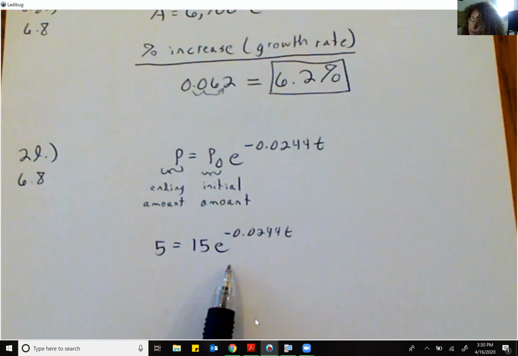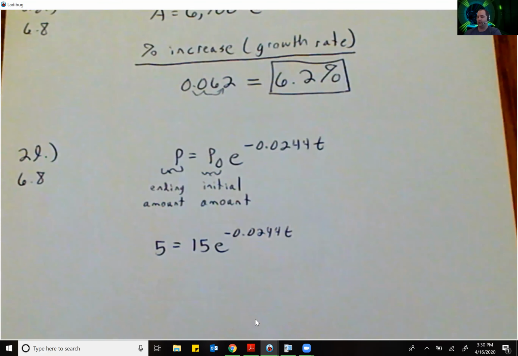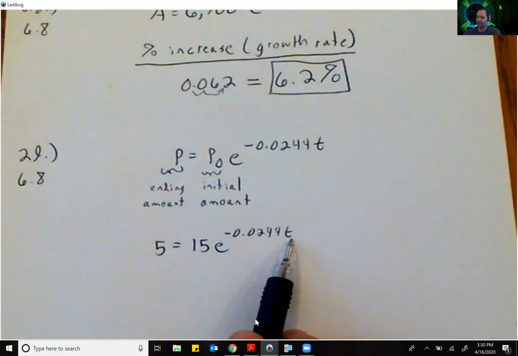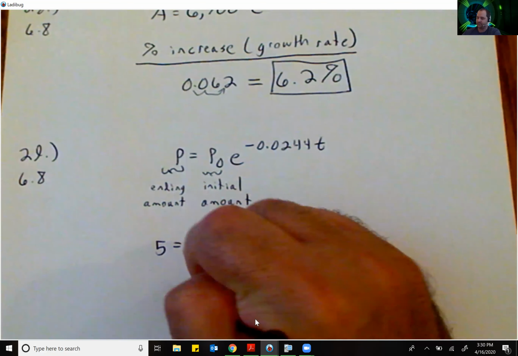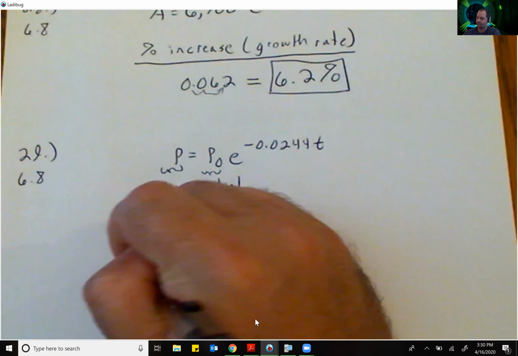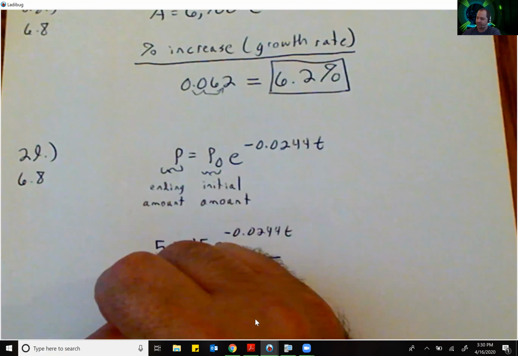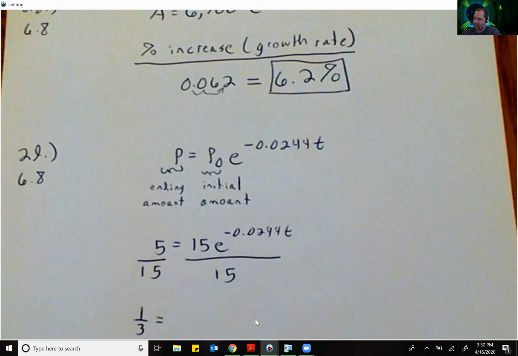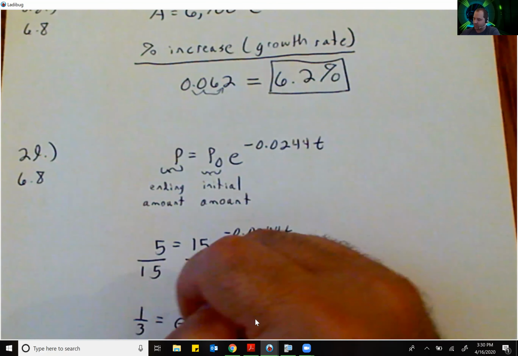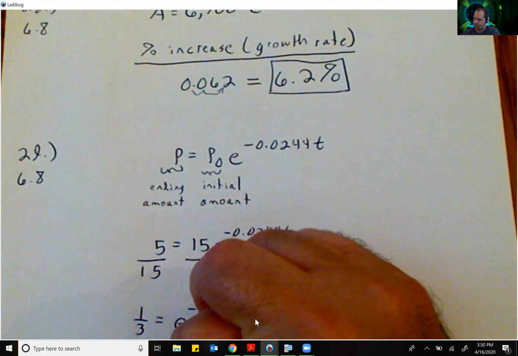5 equals 15e. So all we have to do is get the t by itself. So we're going to divide by 15. That gives us 1/3, because you do want to reduce that, equals e to the negative 0.0244t.